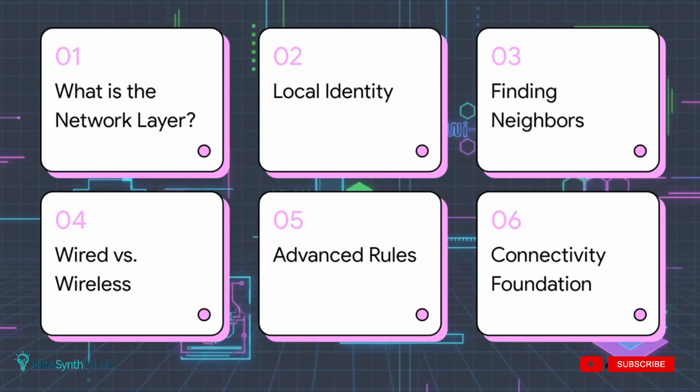So here's what we're going to cover. First, we'll break down what this layer actually is. Then we'll look at local identity, how your devices get their unique names using MACs and frames. We'll also figure out how they find each other with something called ARP. Then we'll touch on the big two, wired versus wireless. We'll get into some advanced rules like VLANs and MTU, and finally, we'll wrap it all up to see how it's the foundation of, well, everything. Sound good? Let's dive in.